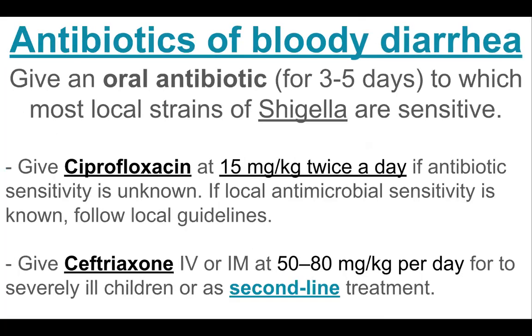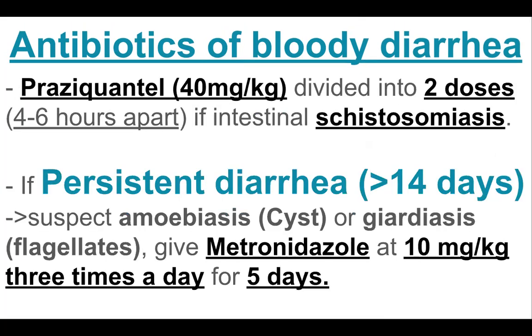So the antibiotic for bloody diarrhea, ideally you can use oral antibiotic for 3 to 5 days, to which most local strains of Shigella are sensitive. So we can give ciprofloxacin as first line treatment, or consider second line treatment with ceftriaxone. And if the stool shows the eggs of schistosoma, it can be treated with praziquantel 40 milligrams per kilogram divided into 2 doses, 4 to 6 hours apart.